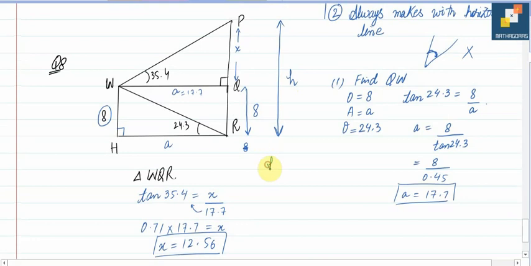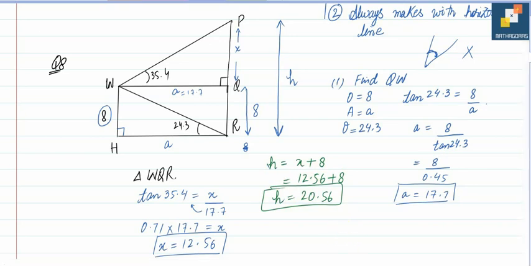Height is X plus 8, right? And X is 12.56, plus 8, that is equal to 20.56. That is the total height of the flagpole, right? So I'm sure that this question is clear to you. So moving on to the next one, it's question number 9.